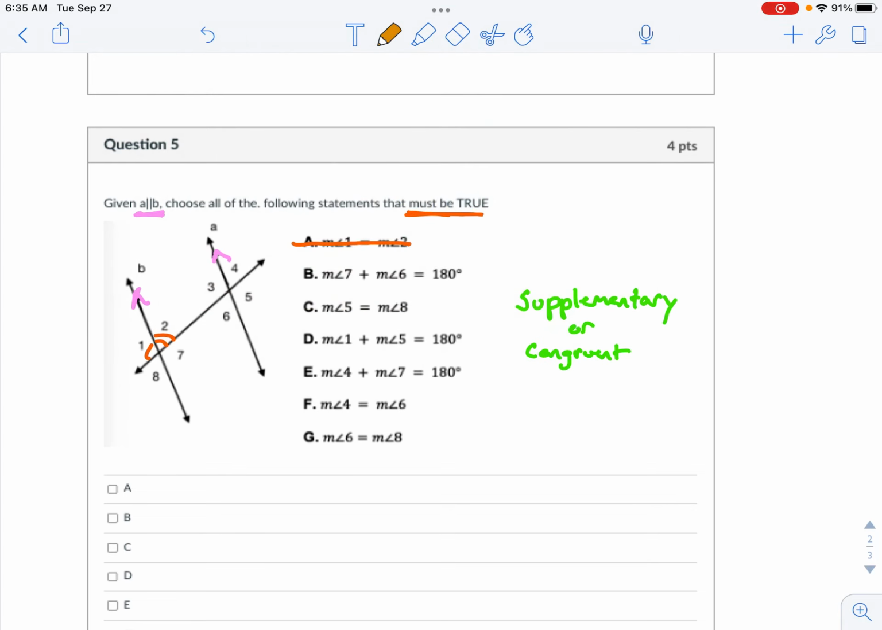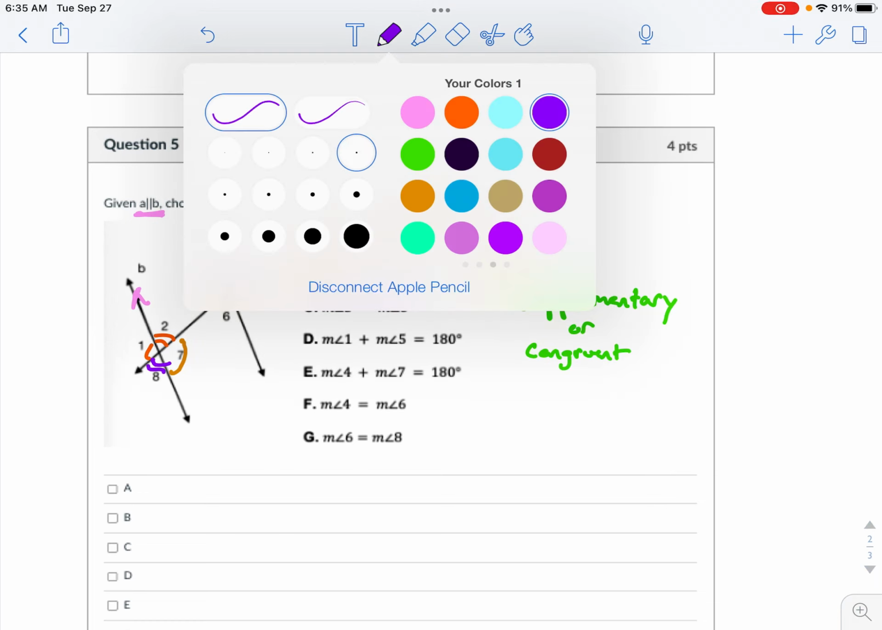All right, so this one right here, 7 and 6, they're not congruent. They're consecutive interior angles, and their measures would add up to 180. All right, 5 and 8. Yeah, 5 over here, 8 over here. There's no defined relationship in terms of them being congruent. They would in fact be supplementary, so their measures would not be equal.